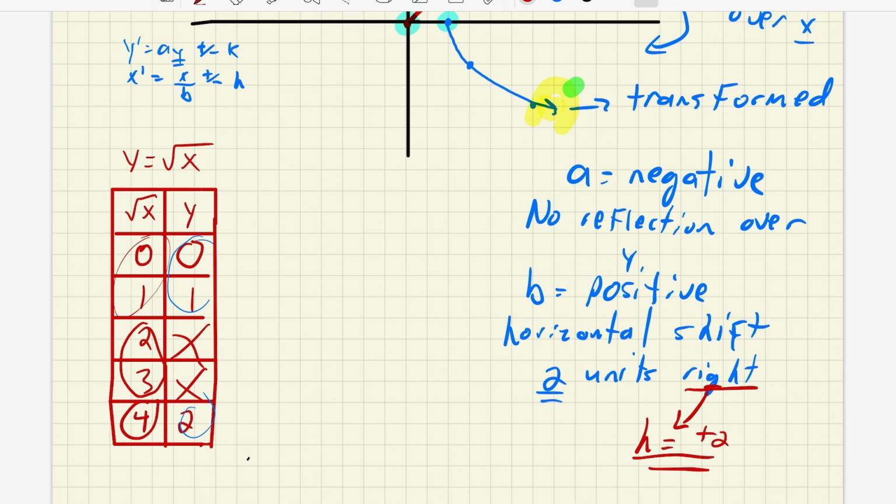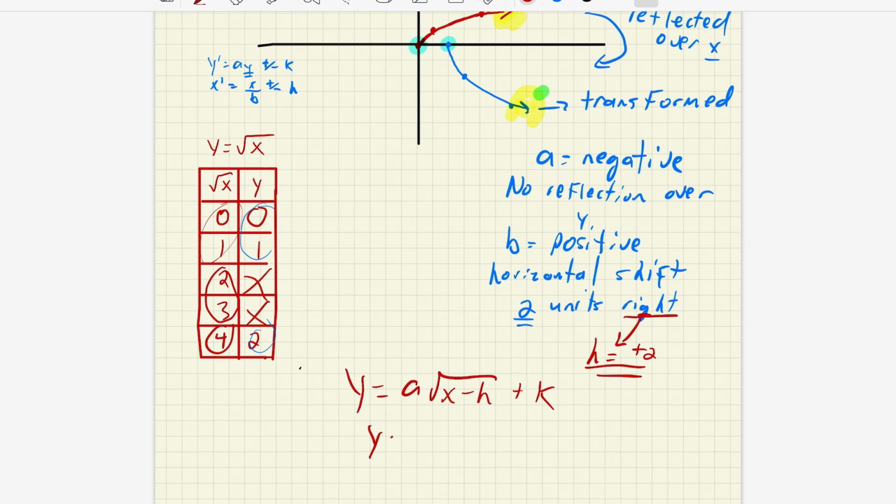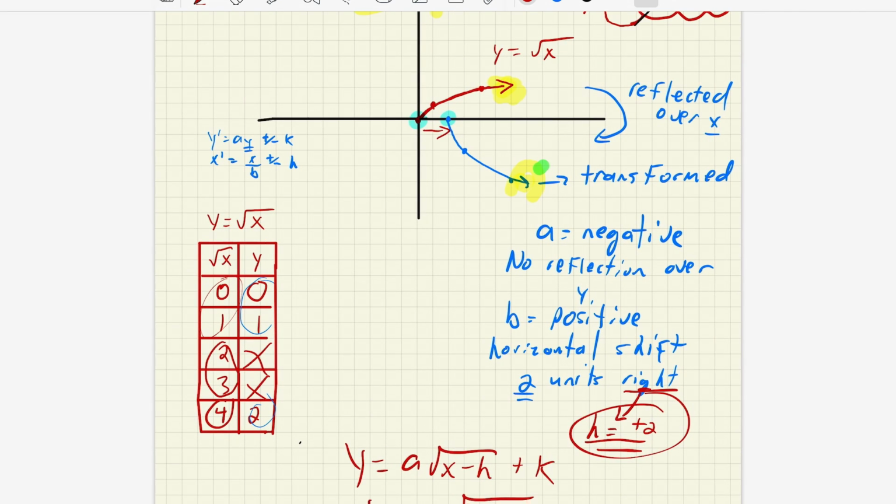So that gives us some information to start, because we can see that when plugging into our formula, which would be y is equal to a root x minus h plus k, now we have a value of the h that we can get started with. So we're going to go, at the very least, y is equal to a and then x minus 2, since it was moved 2 units to the right, going this way.